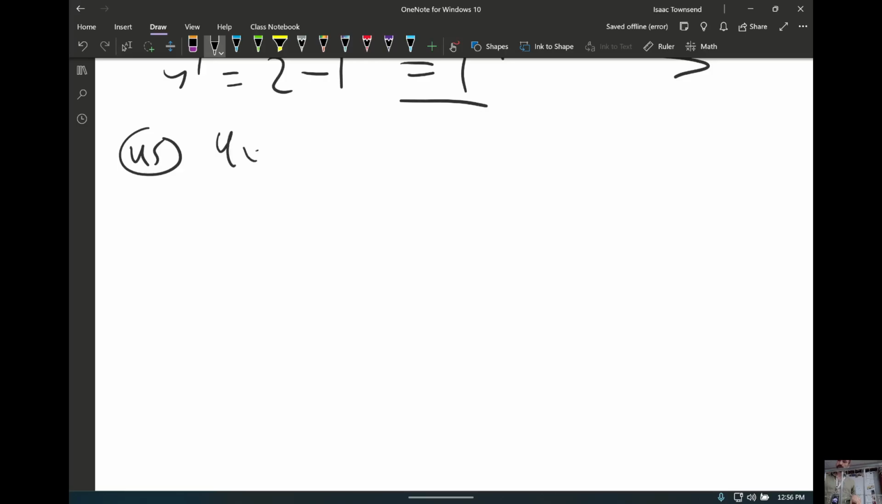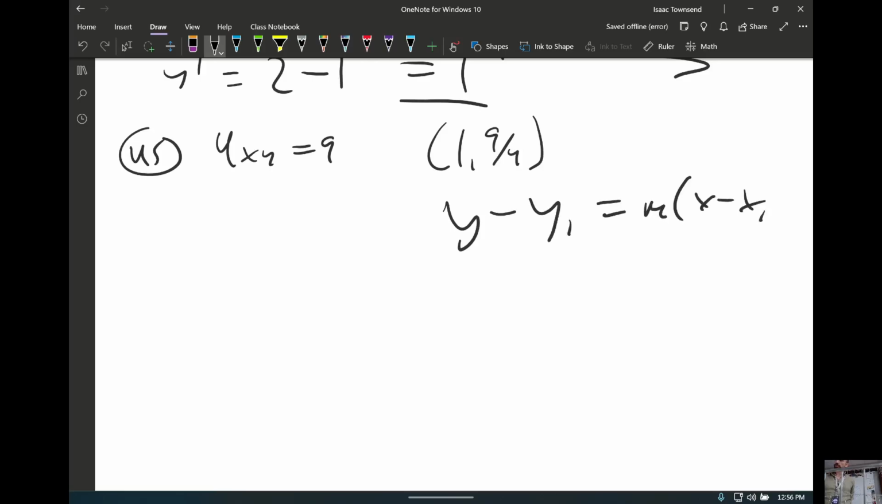4xy equals 9 through this point. Okay, same directions as last question. Come up with the equation of a tangent line. Start with point slope. They already gave you the point. Point slope: plug the x value of the point into x1, the y value of the point in for y1. You okay with that part?